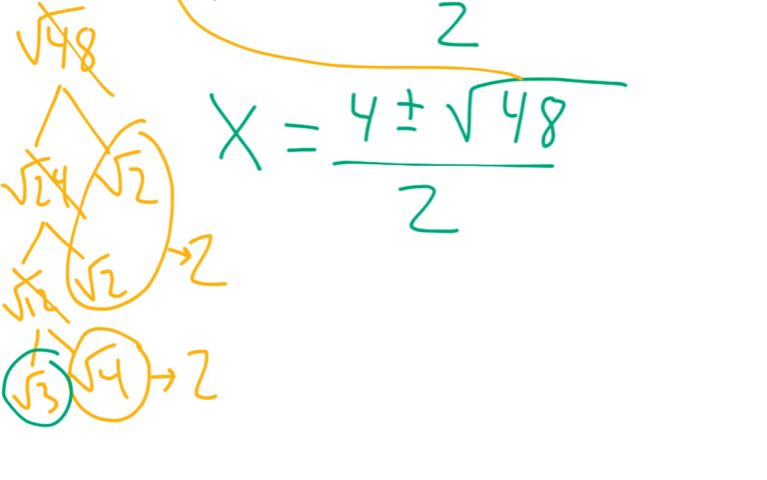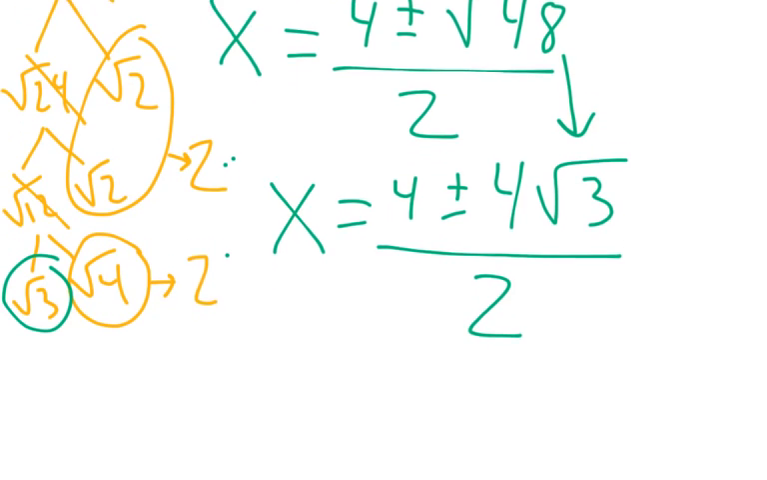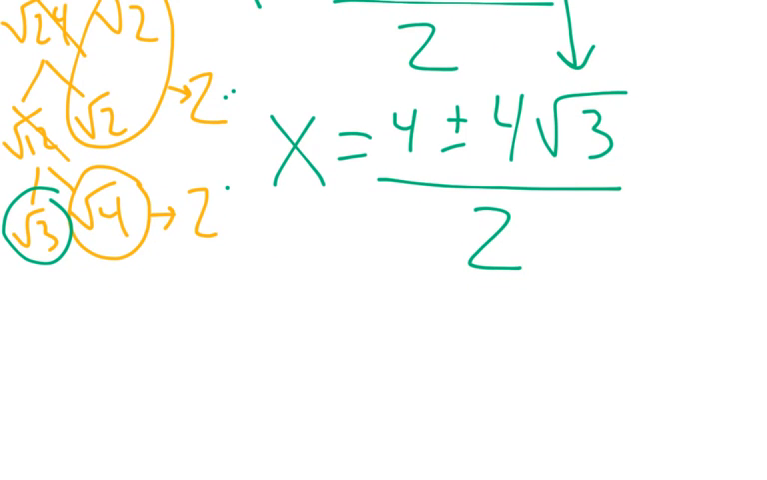So then what I have now when I rewrite this is x equals 4 plus or minus. So I have these 2's, both of them. So 2 times 2 is 4, root 3. So root 48 becomes 4 root 3 over 2. So I'm basically done. I can reduce this one more time though, because all 3 of these numbers are even.